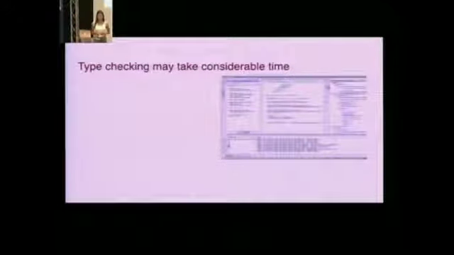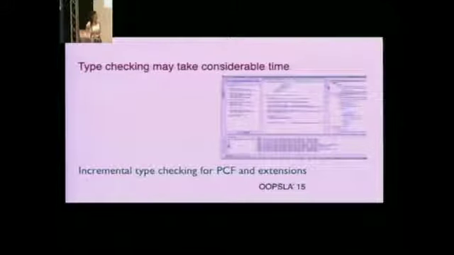But actually, it started with investigating and realizing incremental type checking for PCF and extensions of it, such as records, System F, or subtyping. This work was published in Uppsala in 2015. So let me briefly show how we did this and how we realized it.